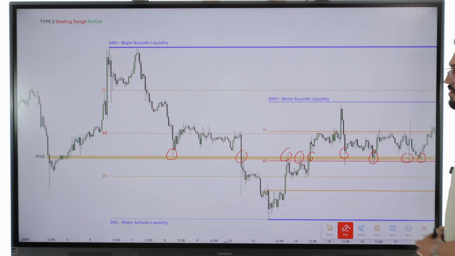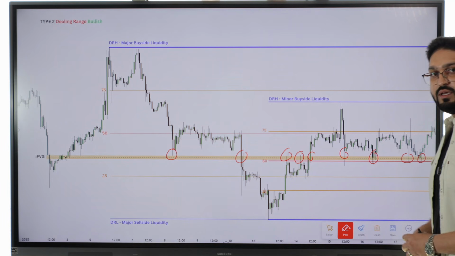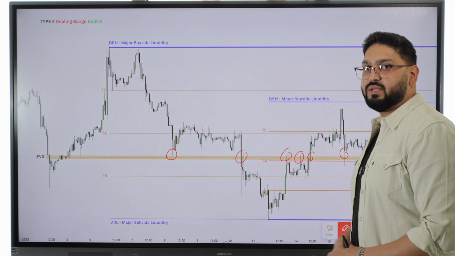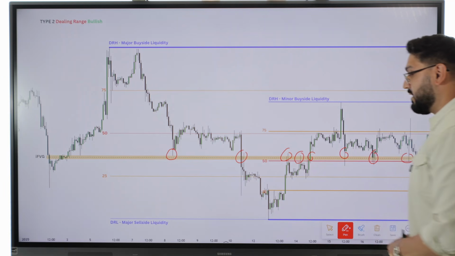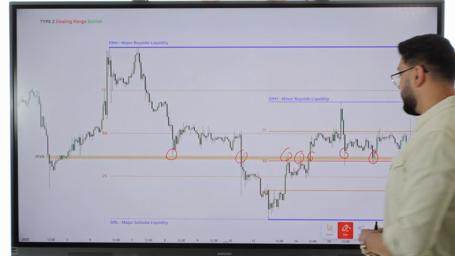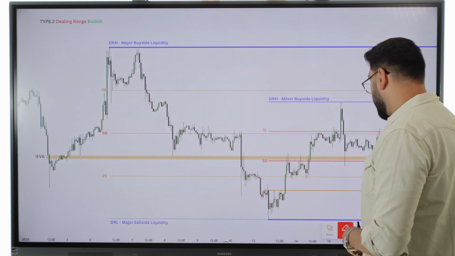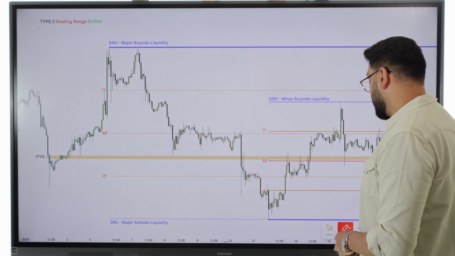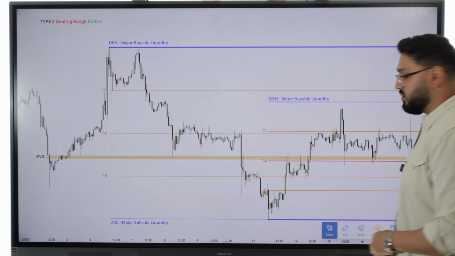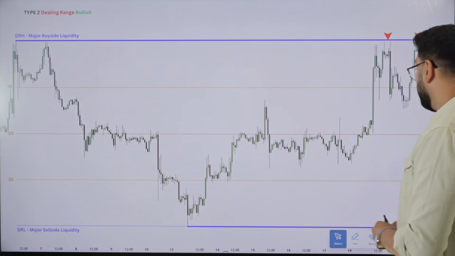That is how you determine where your high probability inefficiencies lie, where your high probability inversion fair value gaps lie, where your high probability order blocks lie. Now, let me get back to that order block in a second. Notice that we haven't yet traded into that order block. Well, let's see what happens.